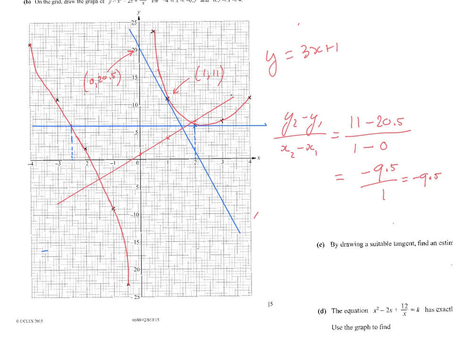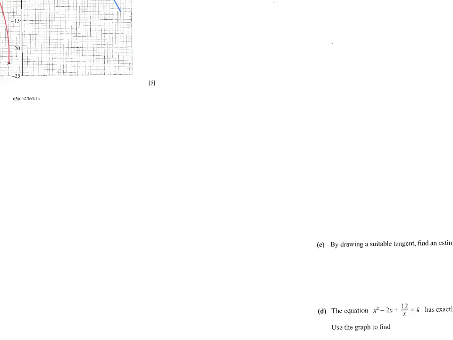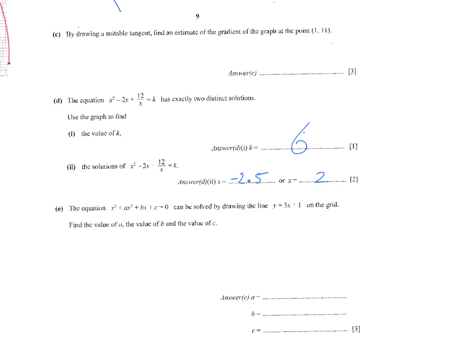So that would be the graphical solution where the line and my rational function are equal. But that's not necessarily what they are asking. They are asking me the equation, this cubic equation equals 0 can be solved drawing a line. But I have to find out what is A, what is B, what is C. So what am I going to do now?